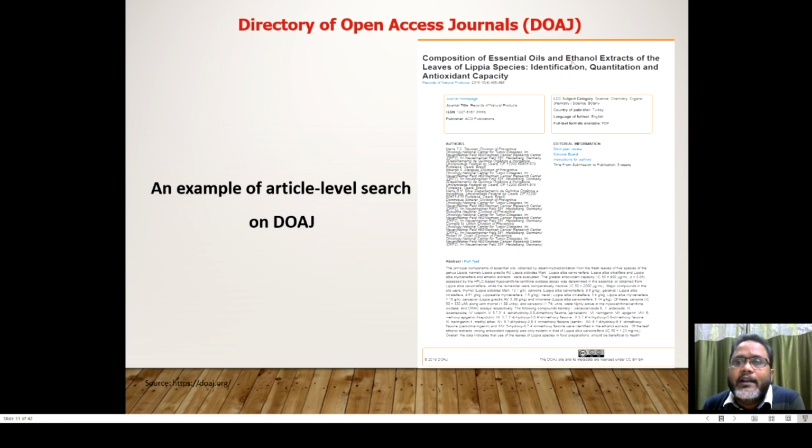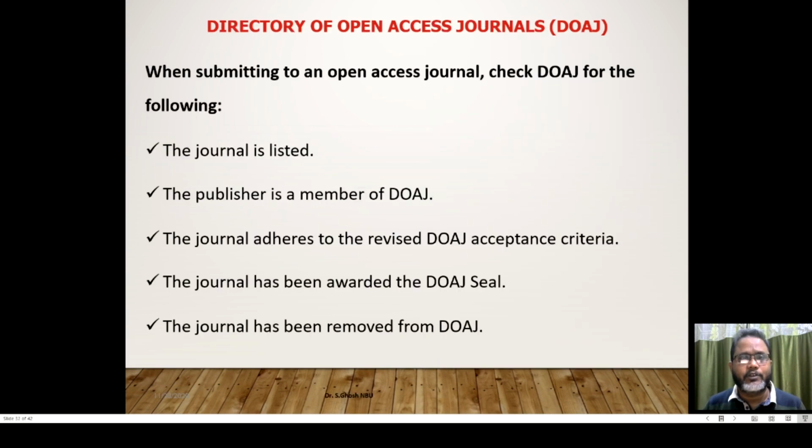For example, when you are searching for an article, you see the journal homepage, ISSN, publisher, LCC, editorial board, who the authors are, and you get the abstract. Here you also get the Creative Commons license, metadata license, and retrieval date. This way you can see that the potency of your article rather increases by submitting it to such repositories.